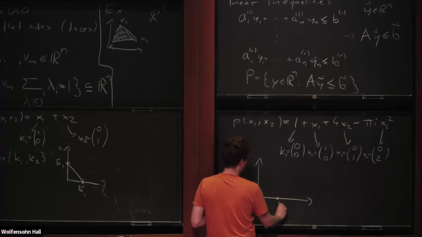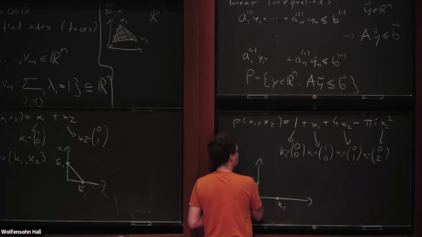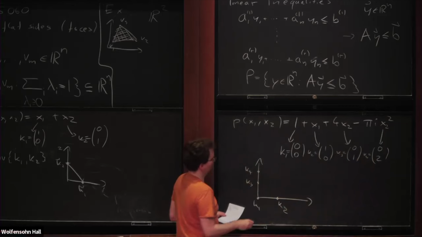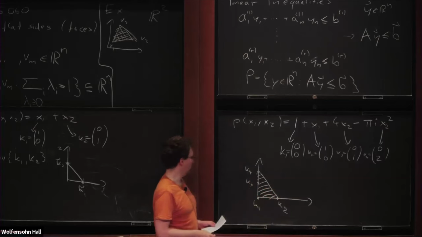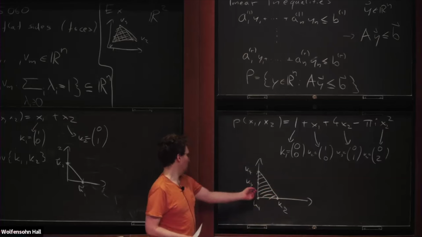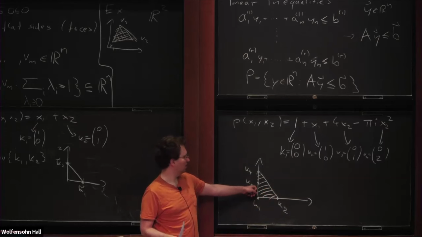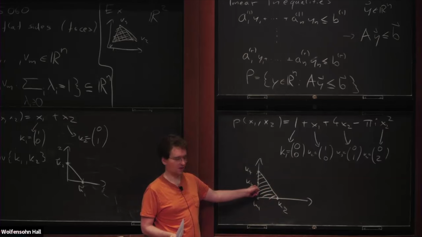We can again have K1 here, K2, actually this is K2. K1 is now at the origin, K3 is here, and K4 is here. And the Newton polytope is this triangle that is wedged out by these points. What's interesting here is that K3 is not a vertex of the convex hull anymore. It's just inside the polytope.